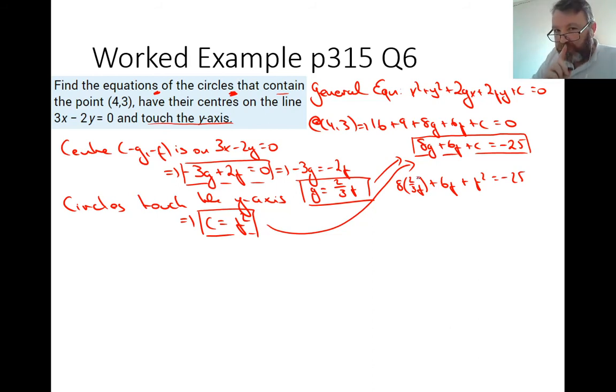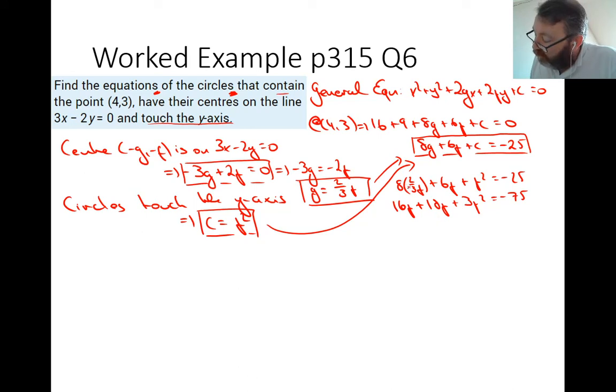Okay. First thing I do notice is that we're dealing with thirds. As I've explained to you continuously in maths, clear all fractions when it's safe to do so. So I'm going to multiply everything across here by 3. That will give me 16f plus 18f plus 3f squared equals minus 75. See that? So again, we're multiplying across by 3, giving you 8 2s are 16. 3 6s are 18. And then 3f squared equals 3 times minus 25, which is minus 75.